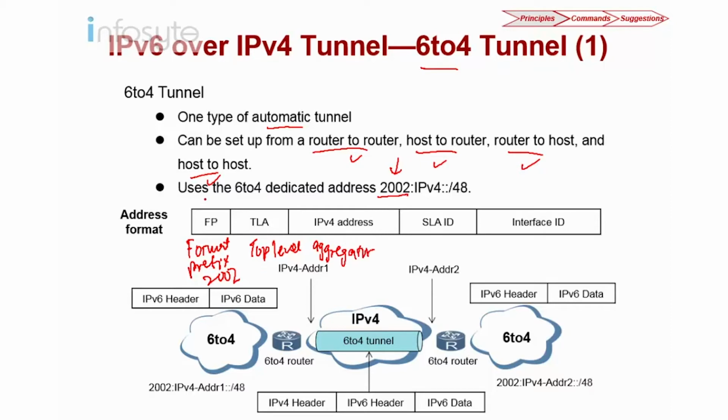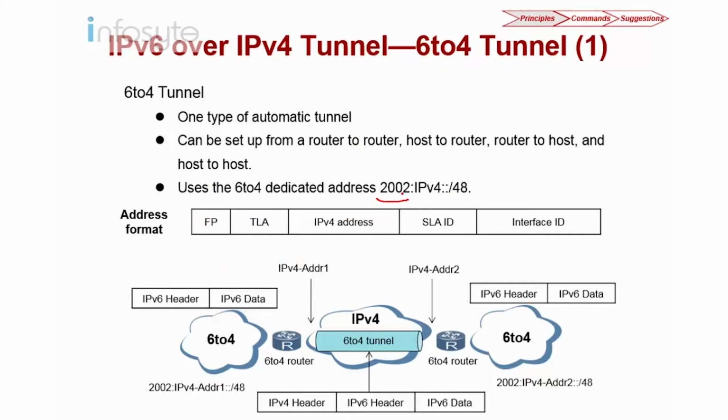Alright, so in combination, if we do an FP plus TLA, and we have the 16-bit. Now IPv4 is 32-bit. So when we add 16 plus 32, that will give us 48-bit. Here, 2002 consists of this FP, format prefix, and TLA, top level aggregator, and that will give us 2002, with the IPv4 32-bit.